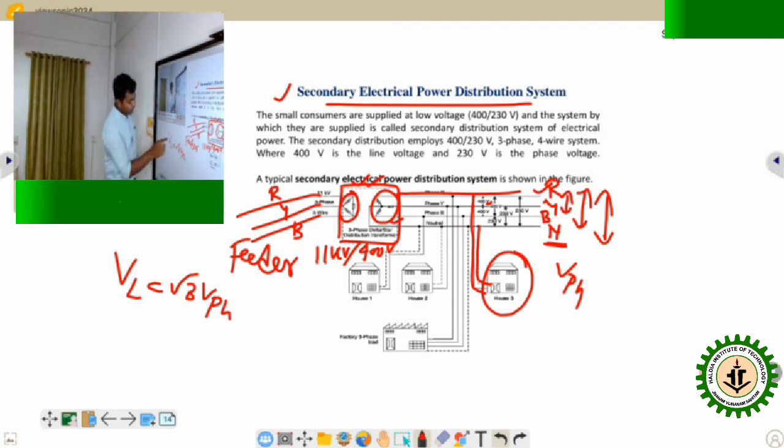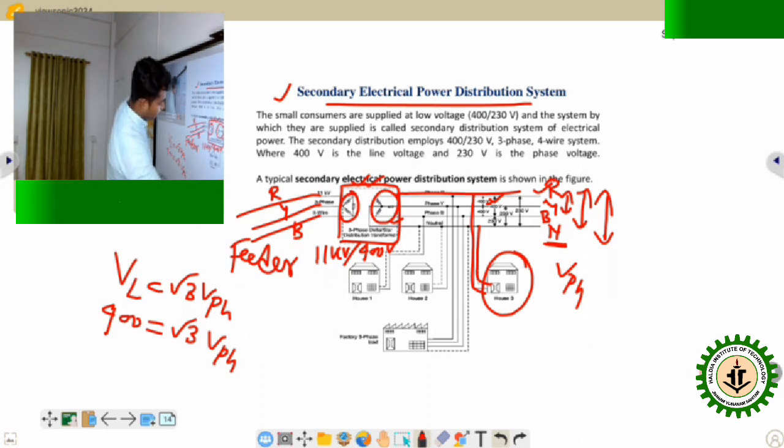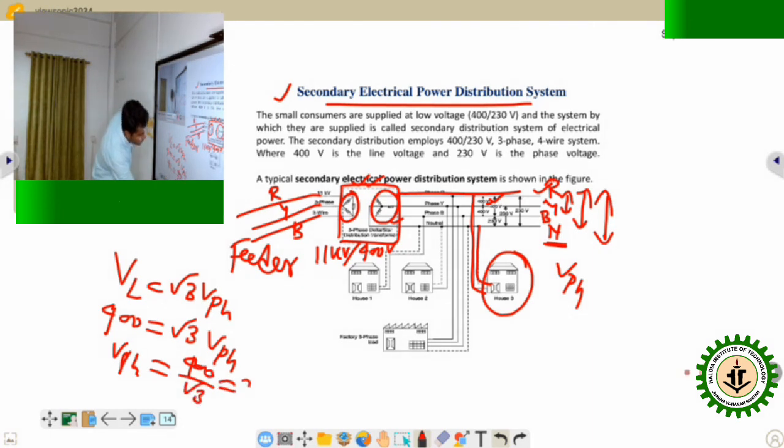And V phase is the single phase voltage. Single phase voltage means the voltage which is coming to your home. So from here V phase equals what? V phase equals 400 by √3, which is approximately 230 volt. And this is the single phase voltage, and we get this single phase voltage in this way. So 400 volt means the three phase voltage, and single phase voltage means 230 volt. Single phase means the voltage between any line and neutral.